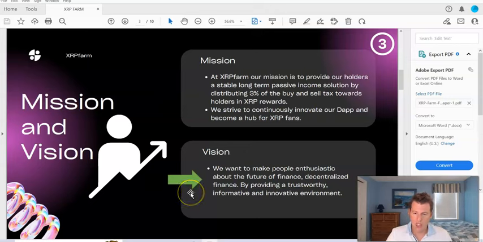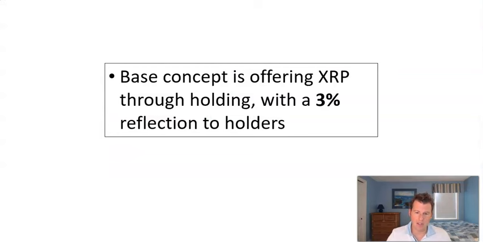And their overall vision is they want to make people enthusiastic about the future of finance, specifically decentralized finance, and they want to do this by providing a trustworthy, informative, and innovative environment. So in a nutshell, their base concept is to offer XRP through holding, with a 3% reflection to holders.